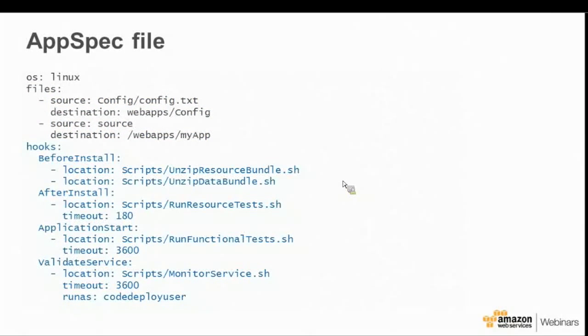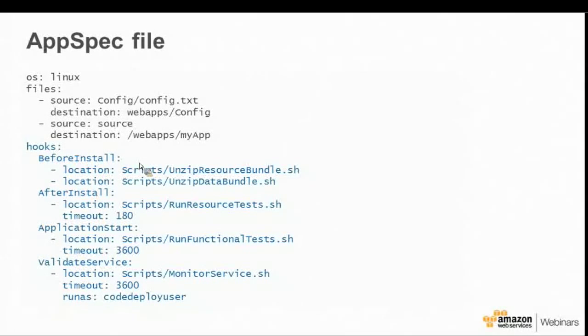So this is once files are copied around, what is it that you actually want us to do? What are the steps that you want us to take to set up your application and get it running and available for customers? So these top-level headers that you see are what we call lifecycle events. Those are the plugin points that you can use to add your own logic.